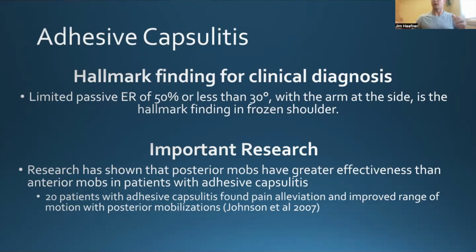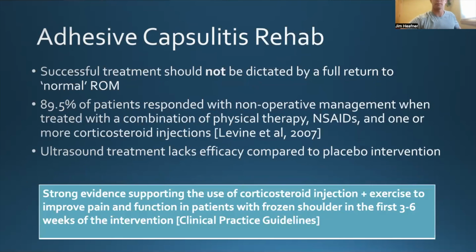we need to normalize the posterior capsule range with posterior mobilizations, which has shown to be more effective than mobilizing the shoulder anteriorly. I personally don't do any anterior shoulder mobs. I do a lot of mobility across the anterior shoulder through stretching the soft tissue, but in a very connected way. I do very little, just self mobilizations to the anterior shoulder.